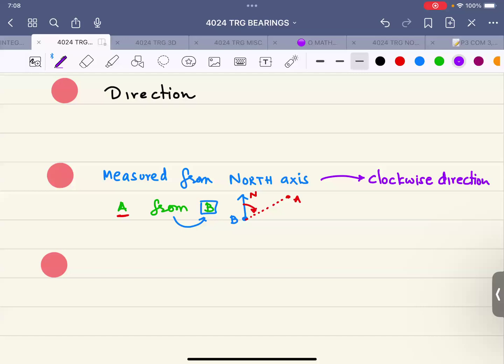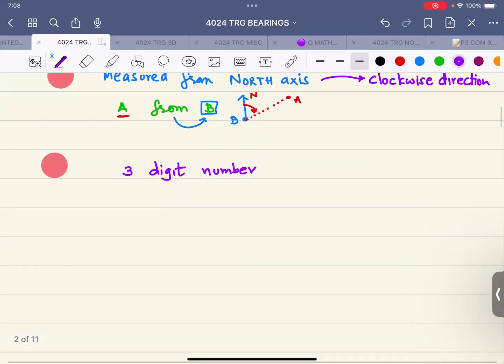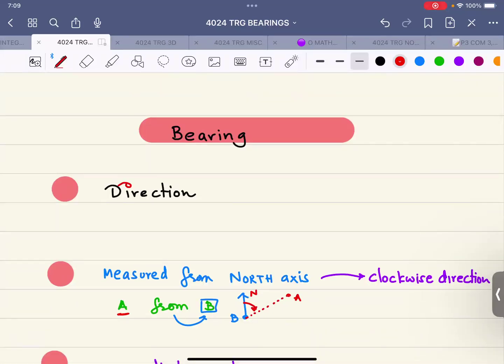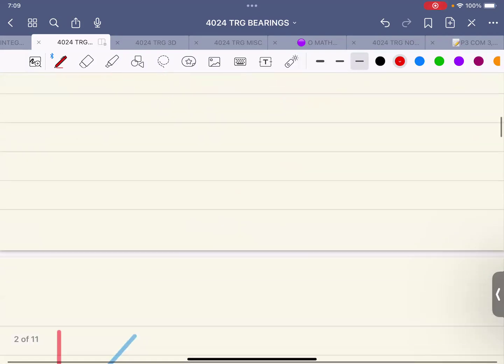The third thing is bearing is written as a 3-digit number. For example, if the bearing is 30 degrees, you won't write it as 30, you will write it as 030 degrees. If the bearing is 105 degrees, it will be written as 105 degrees and so on. That means a 2-digit number will be written as a 3-digit number. There will be a 0 before that. Now, these are some of the things that we look for while calculating bearings.